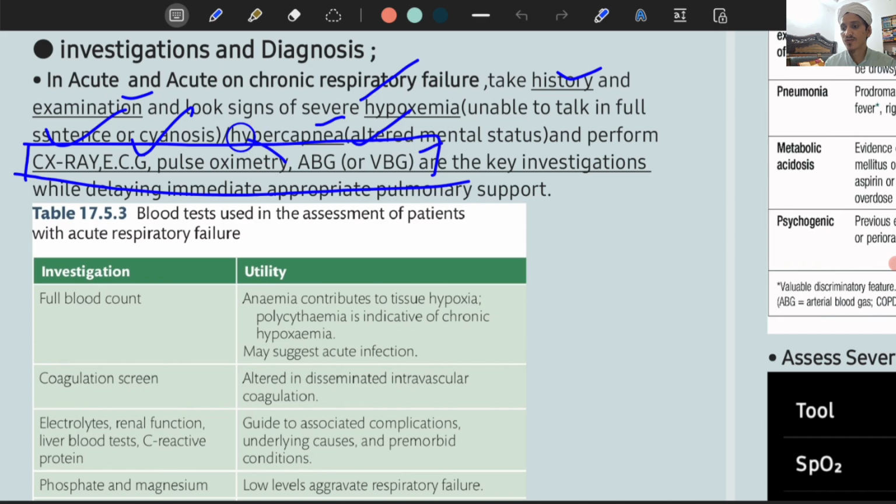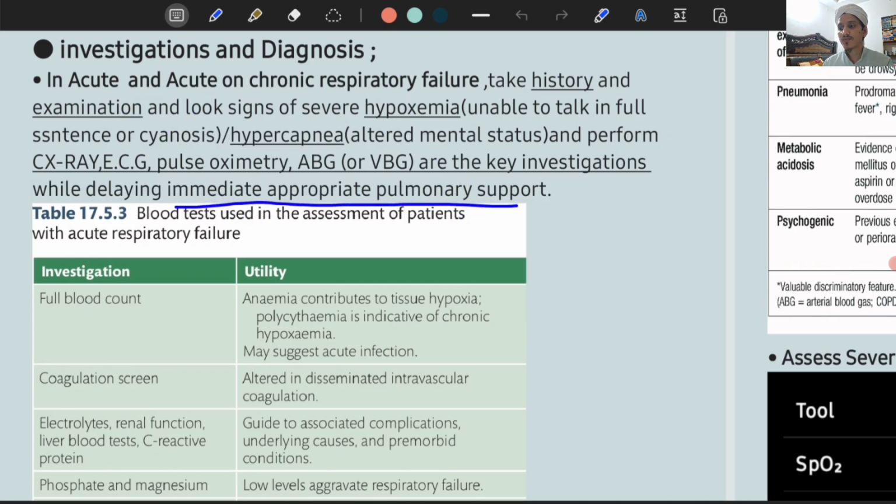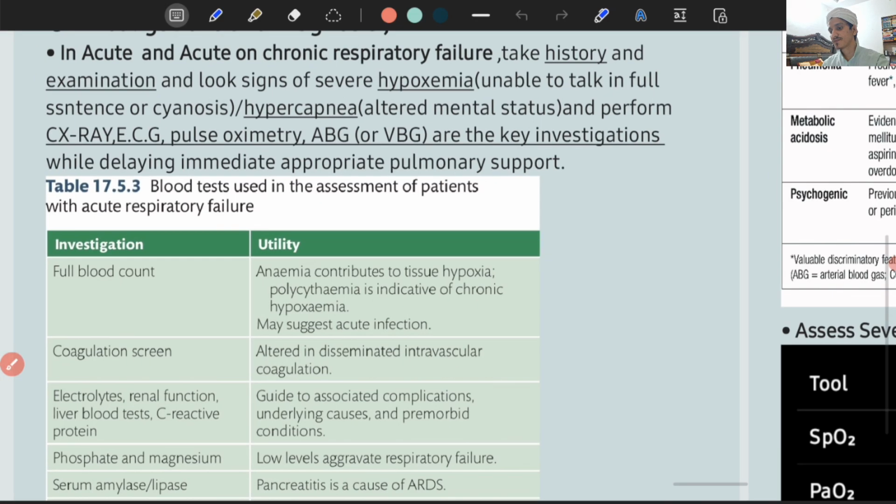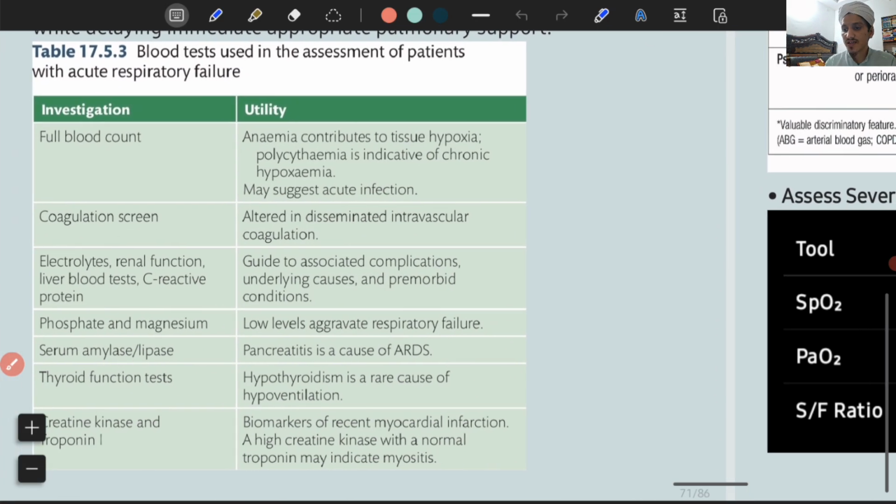Pulse oximetry will confirm whether hypoxemia is there or not, but ABG is superior to that. You have to do ABG also. So you will give immediate appropriate pulmonary support, and you will do these three investigations: chest X-ray, ECG, and ABG, RTL blood gases. Along with that, you will send some investigations to rule out causes of respiratory failure.